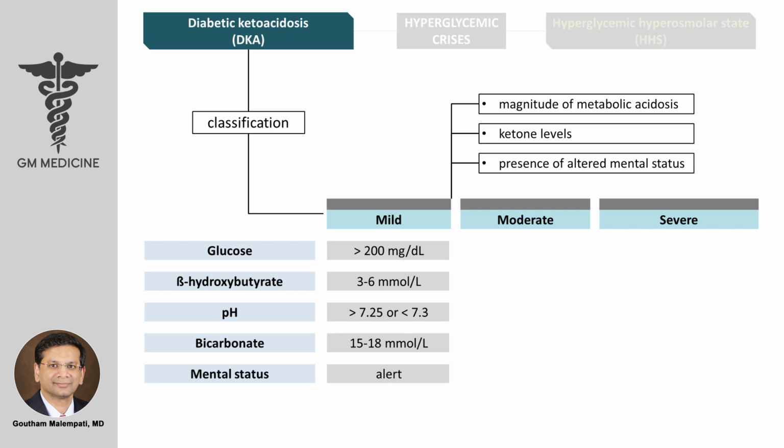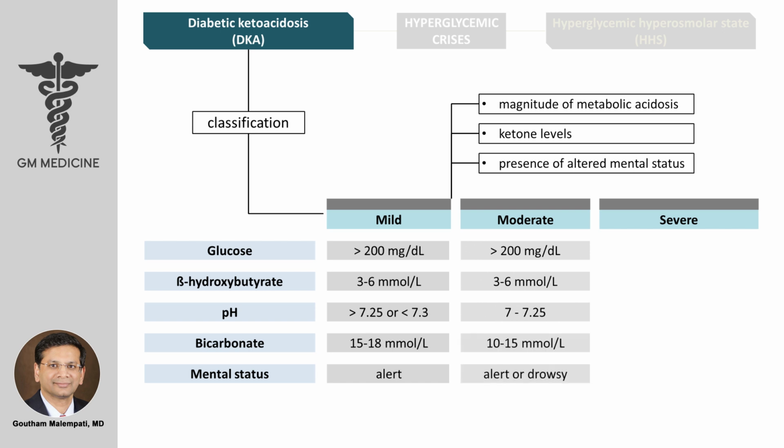Moderate diabetic ketoacidosis is defined as glucose greater than 200 milligrams per deciliter, beta hydroxybutyrate between 3 to 6 millimoles per liter, pH between 7 to 7.25, bicarbonate between 10 to 15 millimoles per liter. They are usually alert or drowsy in terms of mental status.